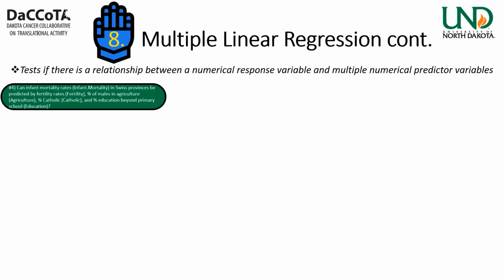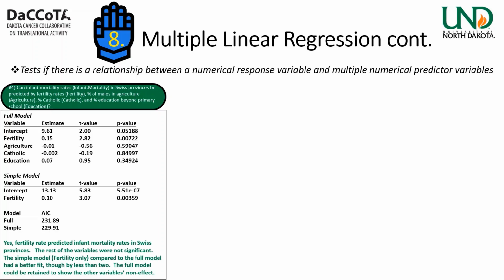Okay, we're going to again turn to the Swiss data set and see if we can predict infant mortality rates by a bunch of different variables: fertility, percent Catholic, percent of males in agriculture, and percent education. I'm going to show you a little bit different here. I'm going to show you the full model with everything in it, in which we see that fertility was the only significant variable. And I also show you the simple model with just fertility itself. You can see that it's again significant.